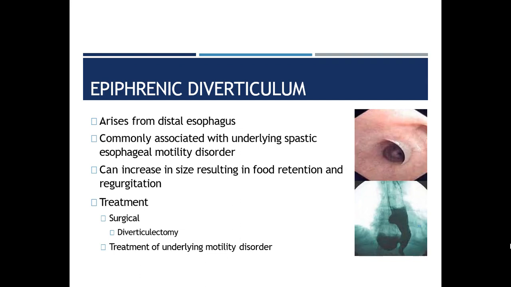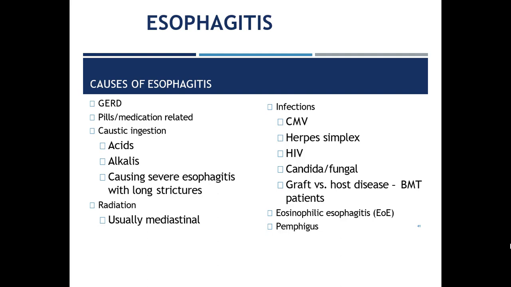Now epiphrenic diverticulum arises from the distal esophagus, commonly associated with underlying spastic esophageal motility disorders, and they can increase in size, resulting in food retention and regurgitation. Again, treatment is surgical. You have to excise the diverticulum, and of course if it is because of a motility disorder, you have to treat the motility disorder also.